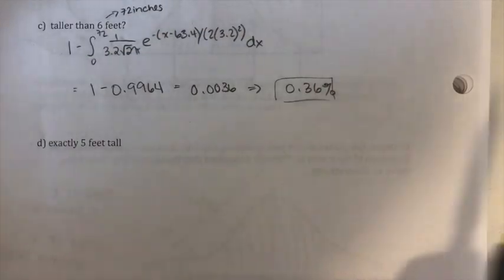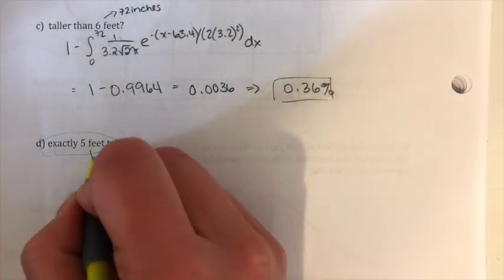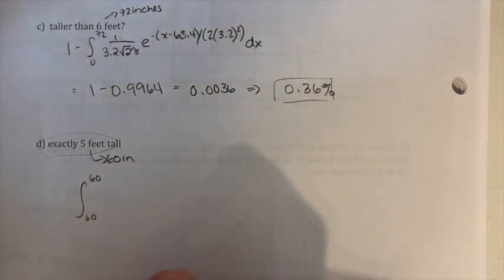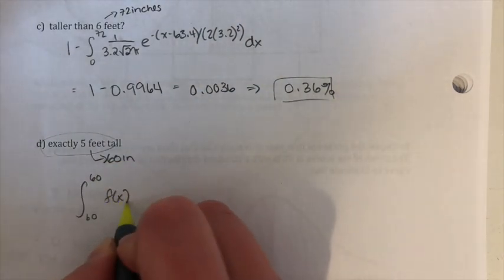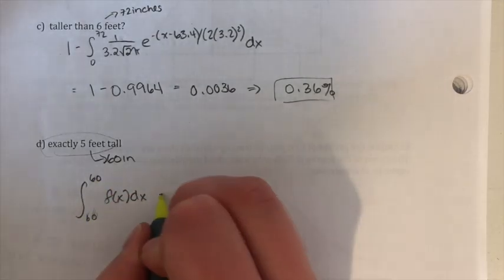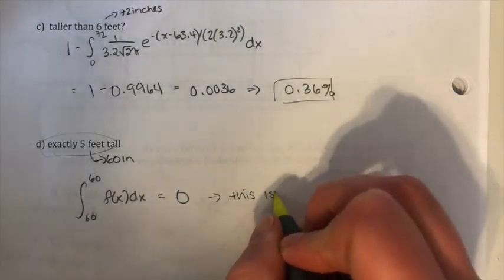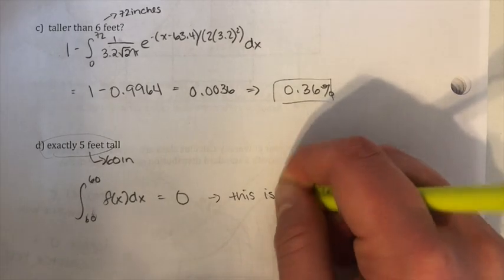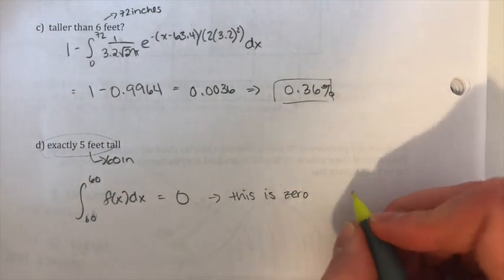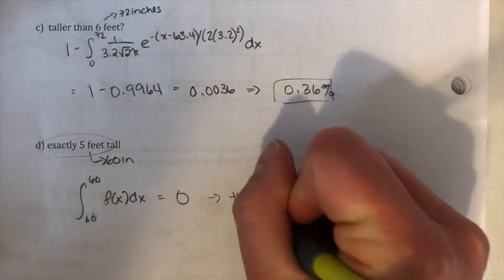Okay. If we're talking about exactly 5 feet tall, then we would be, 5 feet is 60 inches. We do the integral from 60 to 60 of the function. I'm not going to write it out. We know that if we actually don't move over any area, this is just 0. Okay, so this is 0, assuming normal distribution.